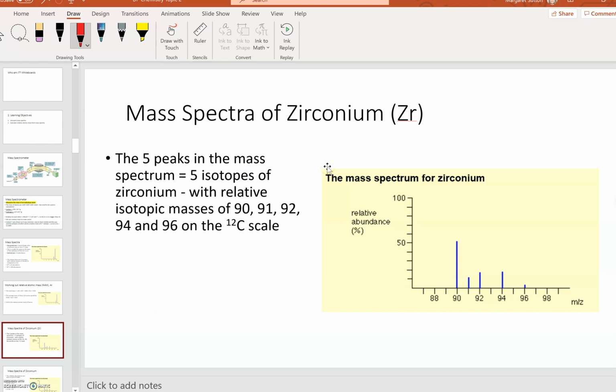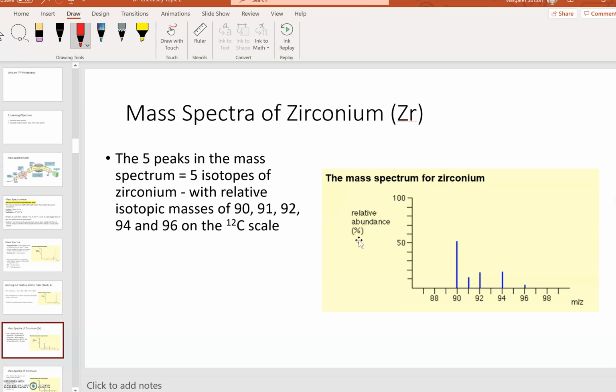So this one here is zirconium. Okay, and you can see here zirconium has got 5 isotopes, and you can see the relative abundances. Now I know that you can't see the scale here, so I'm going to have to tell you on the next slide what their abundances are, but we can actually go forward and calculate the relative atomic mass here. Now you'll see this time it says relative abundance as a percentage.